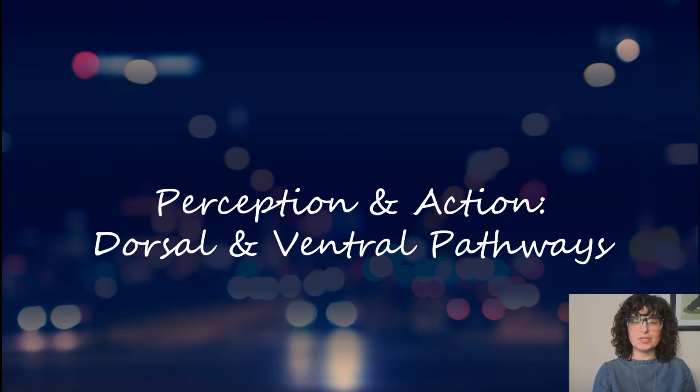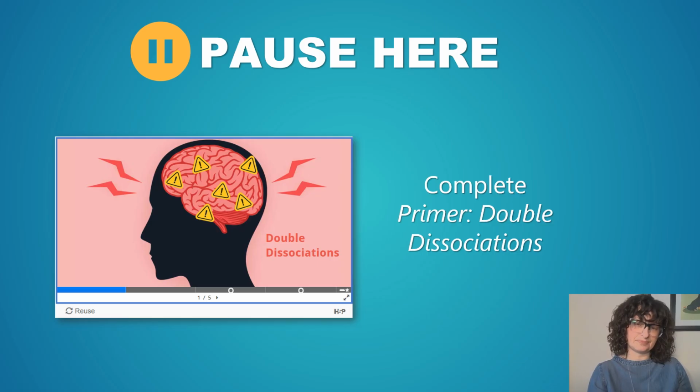All right, last but not least, we're going to be talking about perception and action, dorsal and ventral pathways. I'm going to ask you to pause here and complete the primer on double dissociations. This is something that I usually want to include in the cognitive neuroscience module, but it's not relevant there. It's relevant here in the perception module. And so I have decided to take this piece out and put it right here because this is where it's relevant. So do that now so that you're prepared for what comes next.